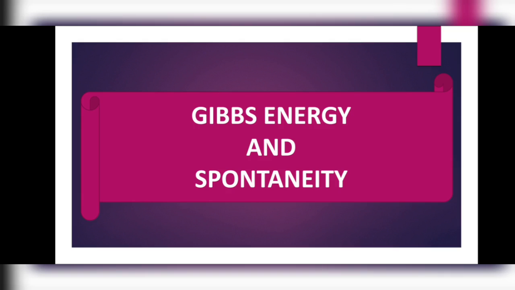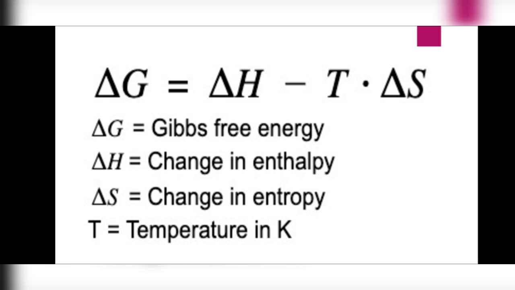Now we'll study the last topic, that is Gibbs energy and spontaneity. That is how Gibbs energy and spontaneity are connected. So you just have to study this equation, that is delta G is equal to delta H minus T delta S. Like how you have studied for enthalpy, you have to remember this formula also, that is delta G is equal to delta H minus T delta S.